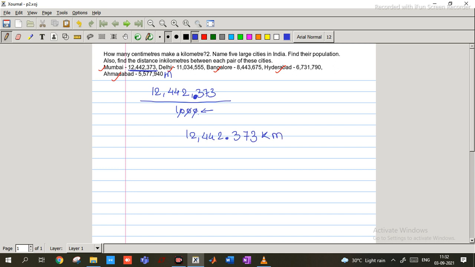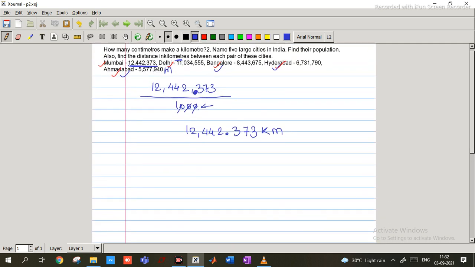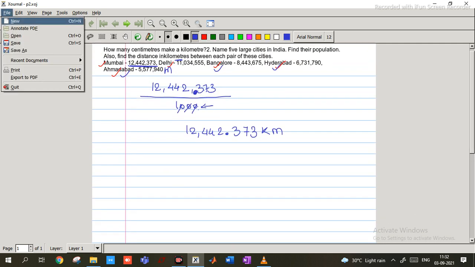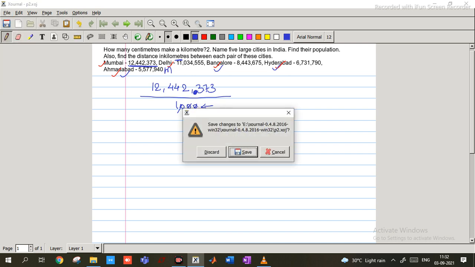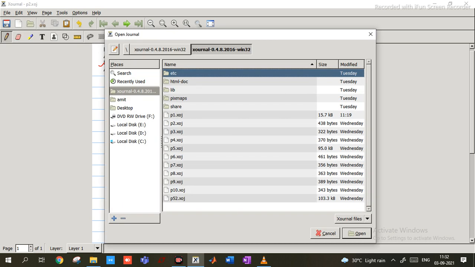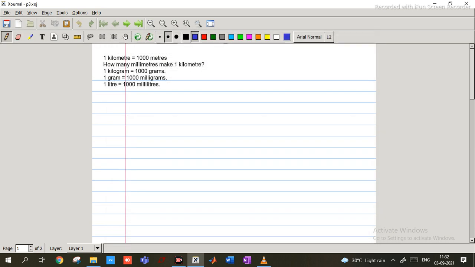Likewise you can convert the rest of the numbers also into kilometers. He is only asking us to find the distance in kilometers. So this was about the conversion. Like we can say 1 meter makes 100 centimeters, right? 1 kilometer makes 1000 meters.